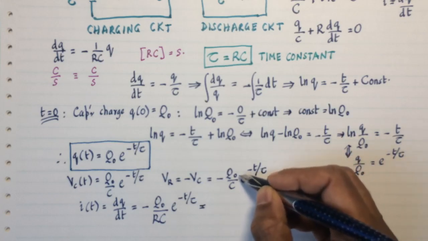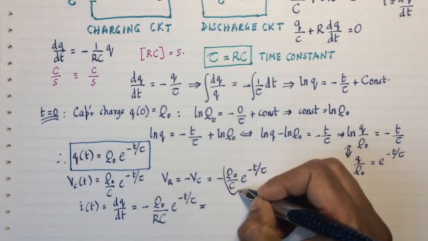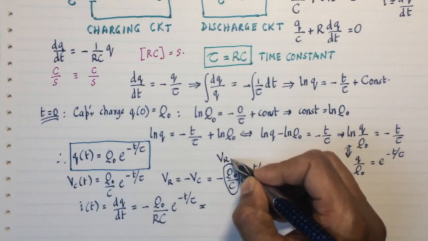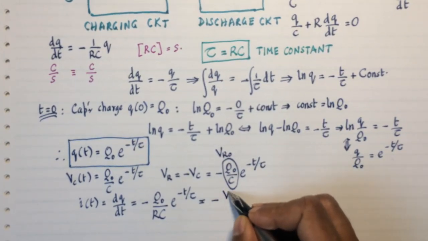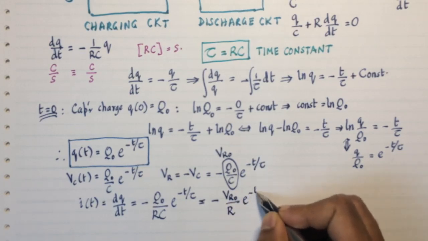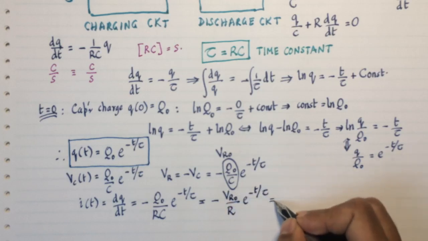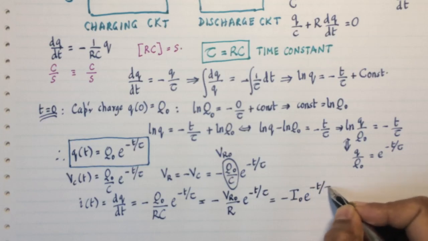I'm just going to take negative Q naught over C and write this part without the negative sign. I'll write this as VR naught, the initial voltage. So that's going to be negative VR naught over R e to the minus t over tau. And I'm going to call VR naught over R the initial current. So that's minus I naught e to the minus t over tau.